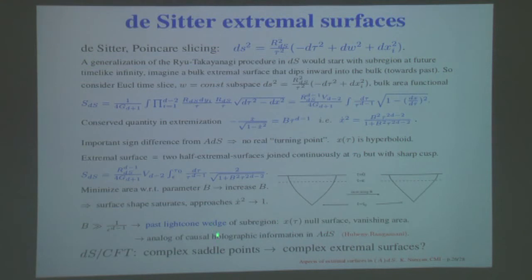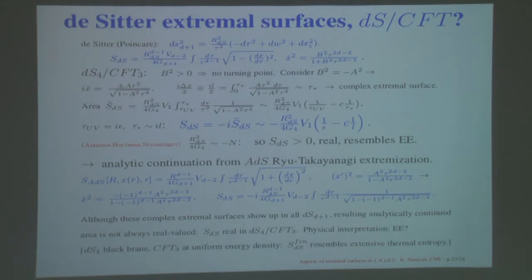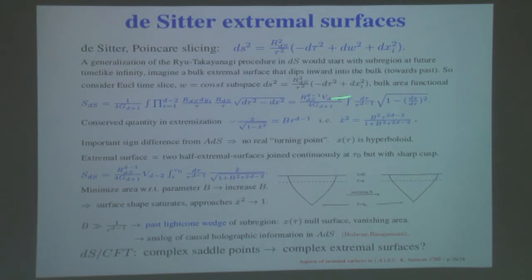If this is all, this may be true, but it may be boring. From the point of view of dS/CFT, one might ask if there are complex saddle points, complex extremal surfaces, and in fact there are. So it's going to look a little crowded, but let me just walk you through this. Recall that from this conserved quantity in the extremization, I get this, and this entire procedure assumed that we are talking about real quantities here, so B squared was positive, therefore there's no turning point of this thing.